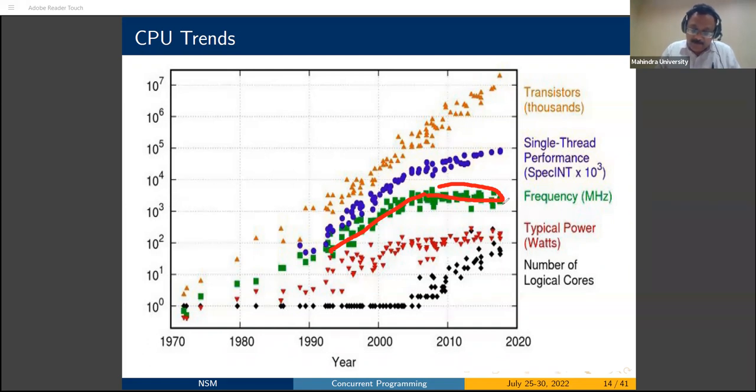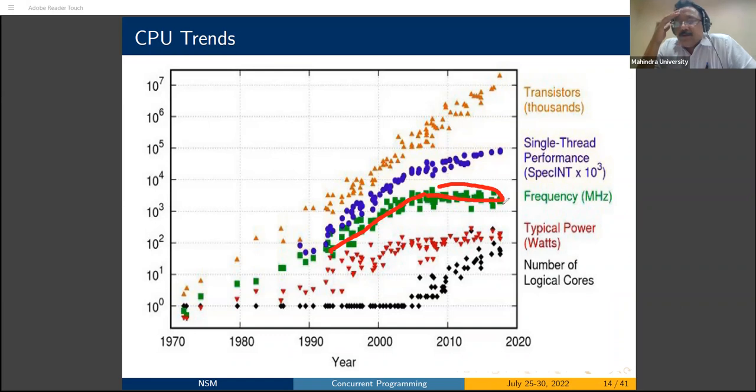In 2004 or 2005, we find that the available machines are dual core or four core. From 2005 onwards, in 2020, AMD released one particular processor with 64 physical cores and 128 logical threads. That is a desktop processor. I'm not talking about servers, I'm talking about desktop processors. But the frequency is more or less the same, around 3 gigahertz.